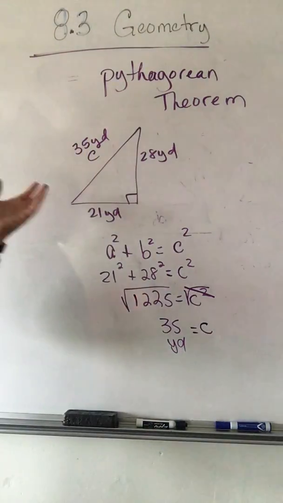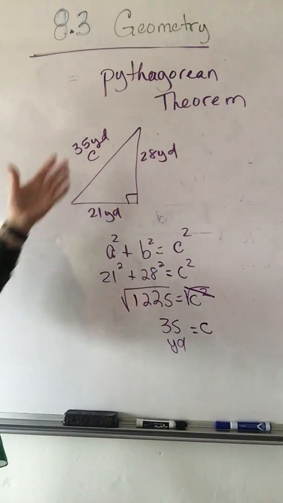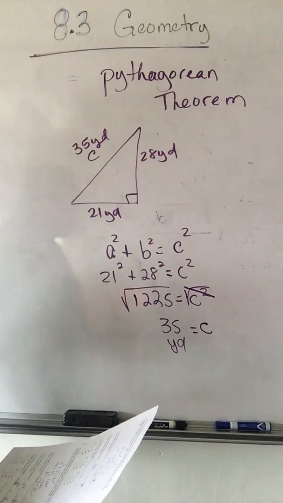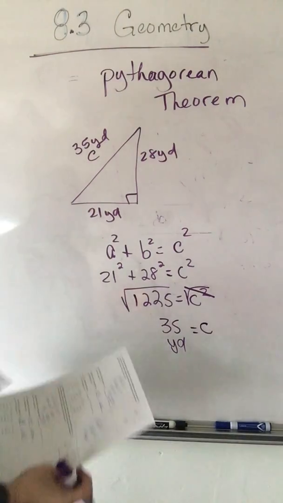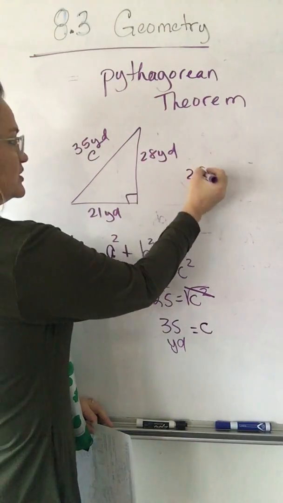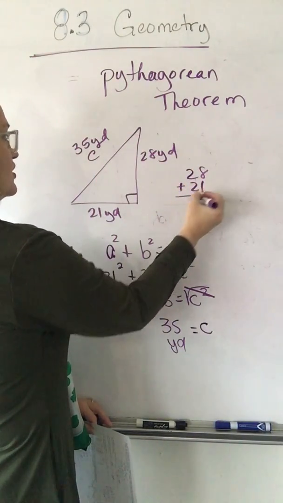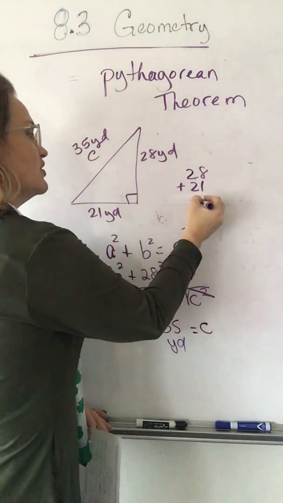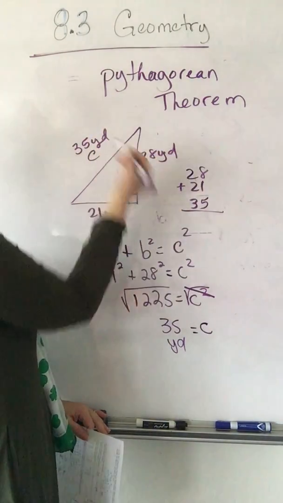Well, then that allows us to answer some other questions. Now we could answer the perimeter, distance around, and we could do the area. So the next question is, what is the perimeter of this triangle? Perimeter means distance around, so it's 28 yards plus 21 yards plus 35 yards, all just regular. They're all in like units, yards.